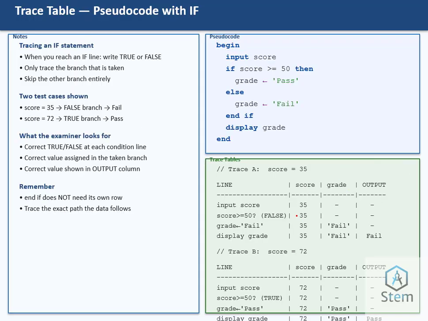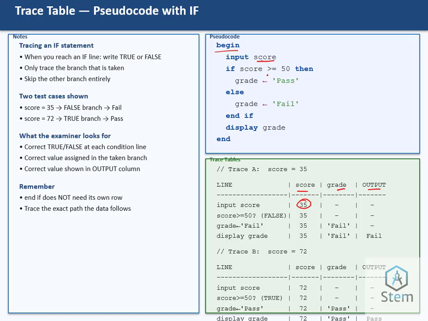Another trace table here using the if statement. We begin our program, there is no change which happens to our variables. By the way, you also need to know your variables. In this program, there are two variables, score and grade. Then we have a single output. Now, input score, what did the user give us? 35. How do we know the user gave us 35? I just made up that number.